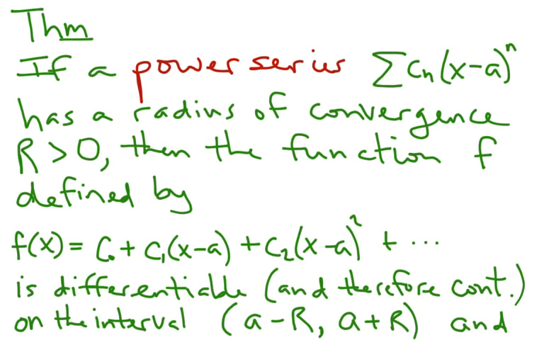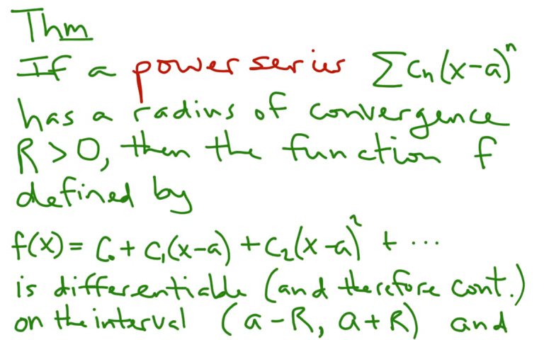Recall that if a function is differentiable, it is therefore continuous. The converse is false. Being continuous does not imply differentiability, but being differentiable does imply continuous. So this function is differentiable and therefore continuous on the open interval a minus r to a plus r, because we never have differentiability at the endpoints.